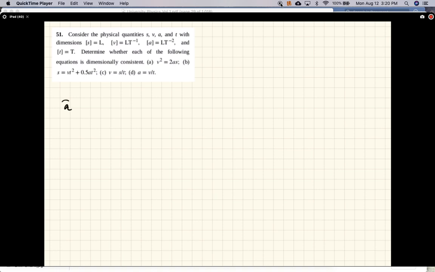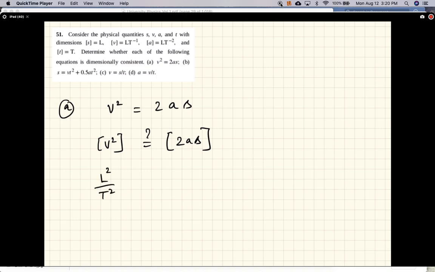Okay, so let's look at A. Is this dimensionally consistent? Is the dimension of V squared equal to the dimension of 2AS? The dimensions of V squared are L squared over T squared. The dimension of V is L over T, and since it's squared, it's L squared over T squared. The dimension of 2 is just a number, it's dimensionless. The dimension of A is L over T squared, and the dimension of distance is L. So L over T squared times L is L squared over T squared. So dimensionally this is consistent.